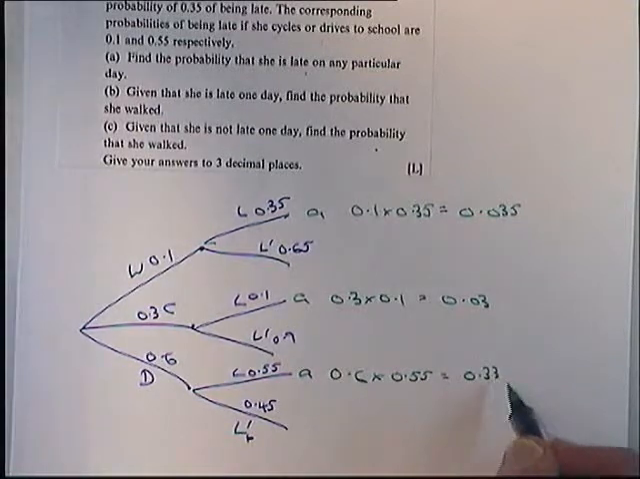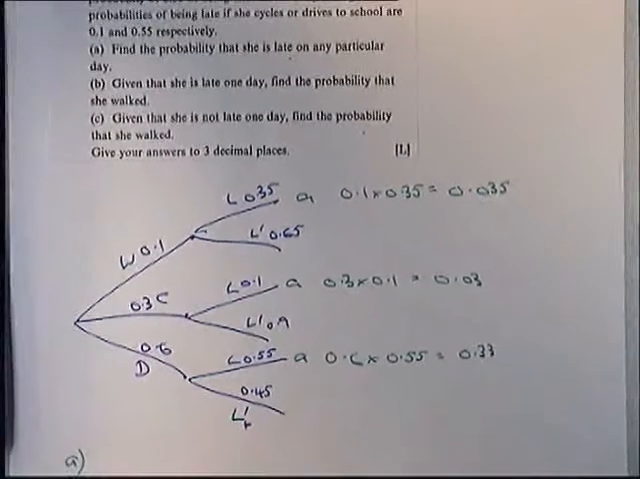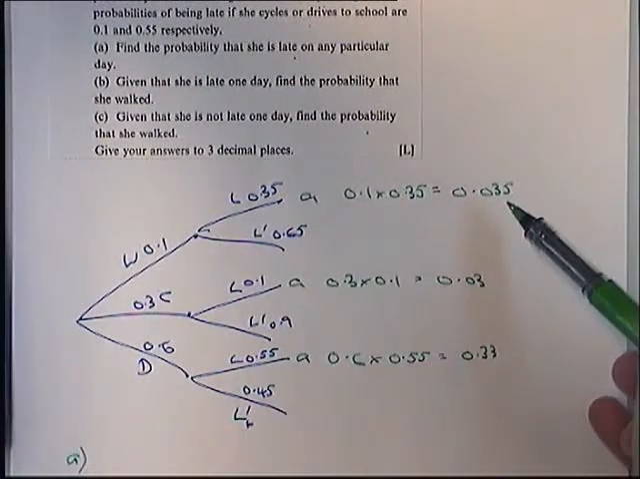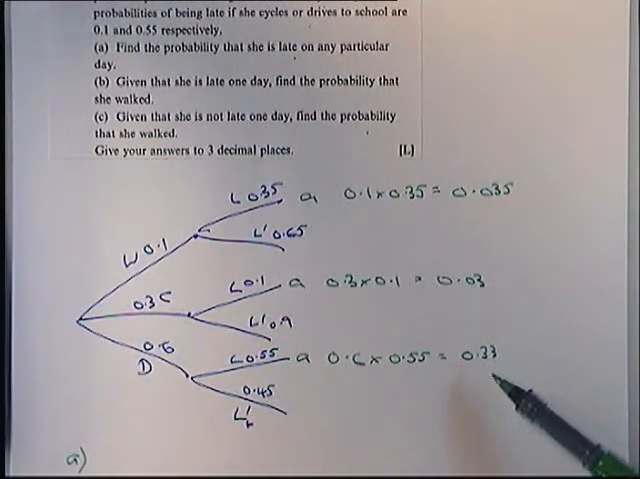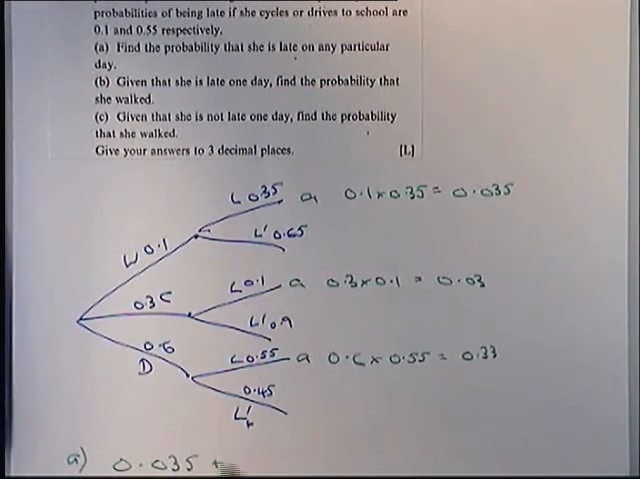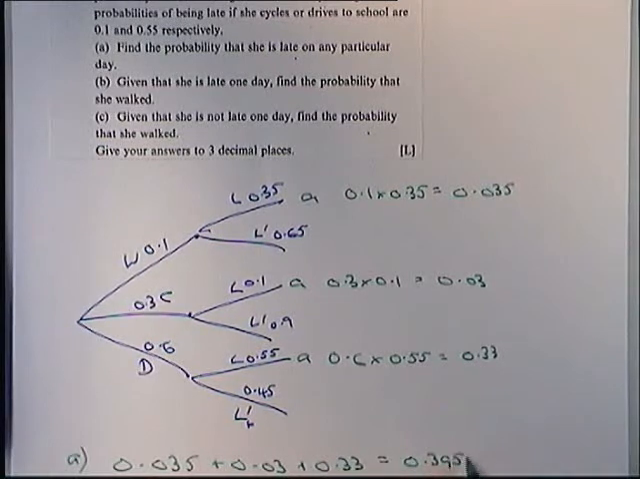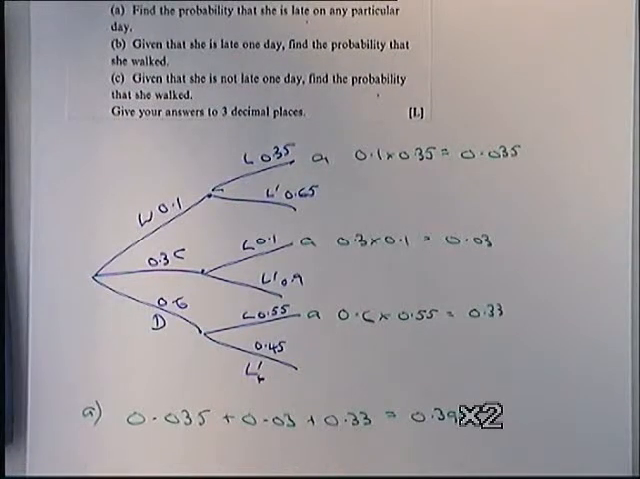0.33, thank you. So for part A, the answer I want is being late any way at all. It's that way of being late, or that way of being late, or that way of being late. And what do I do for "or"? Plus. Yeah, plus. I add them together for an "or". So those values I add together. What's that, 0.065 at that point? And you should get 0.395. We're all happy with what we've done there.